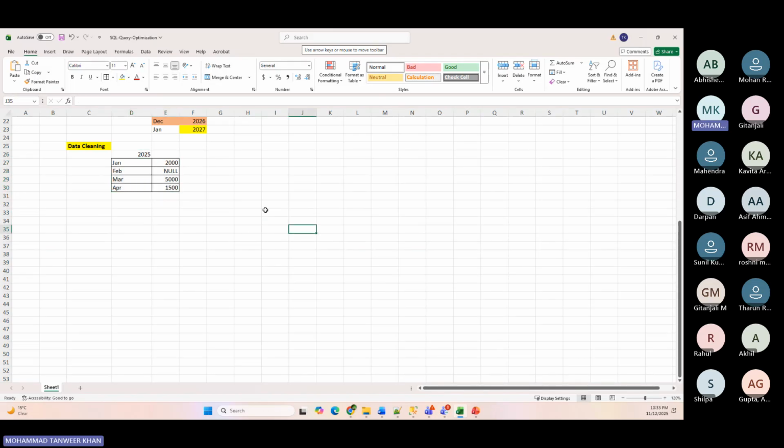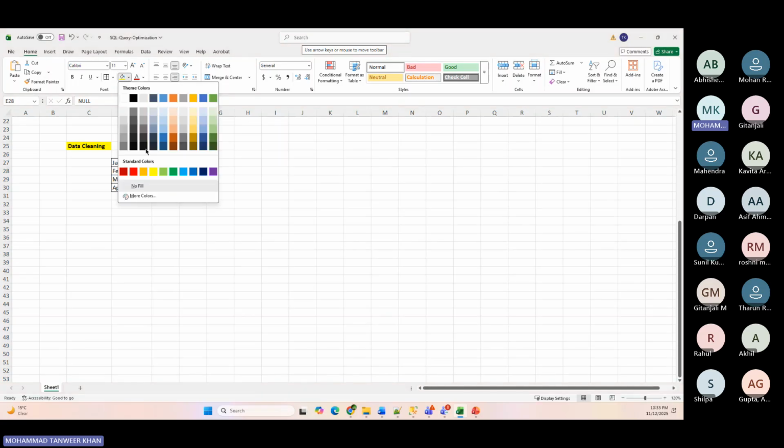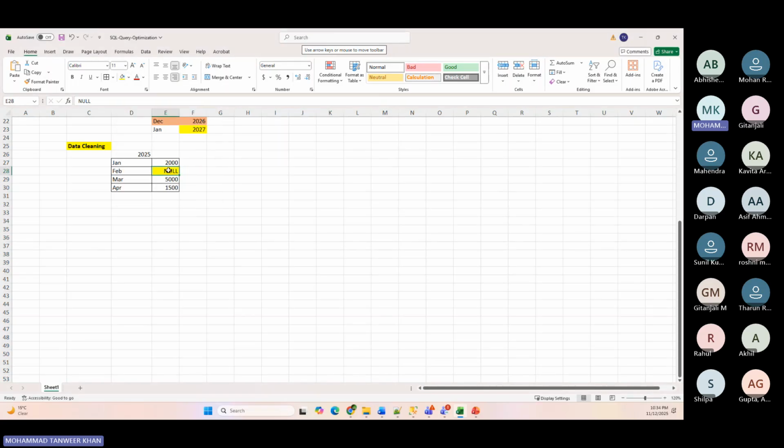Now the client is telling me, January is fine, March is fine, April is fine, so why do you have null in February? Why is this null? The client is asking me this question. I say I can't do anything because this value was sent by the data engineers. They loaded this in the database. Do you think the client will agree?